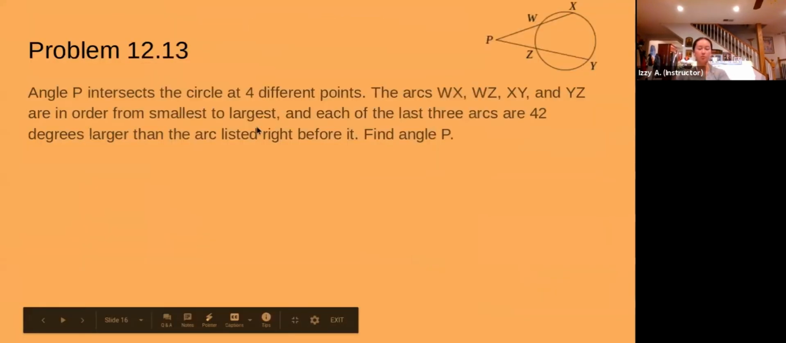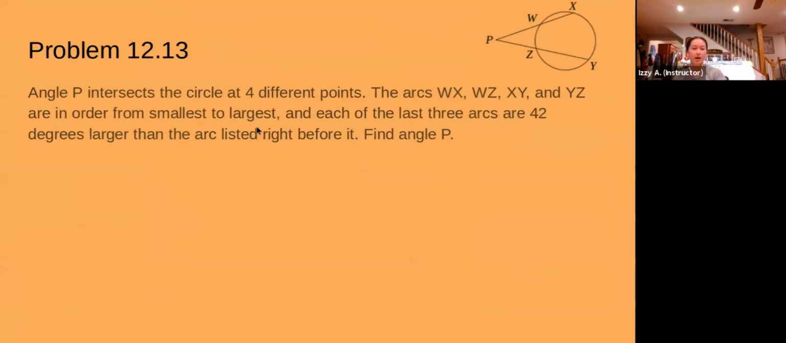So in problem 12.13, angle P intersects the circle at 4 different points. The arcs WX, WZ, XY, and YZ are in order from smallest to largest, and each of the last 3 arcs is 42 degrees larger than the arc listed right before it. Find angle P.